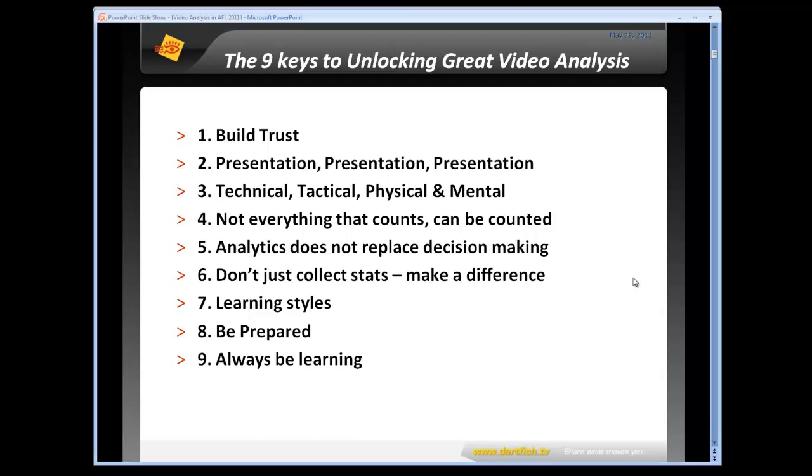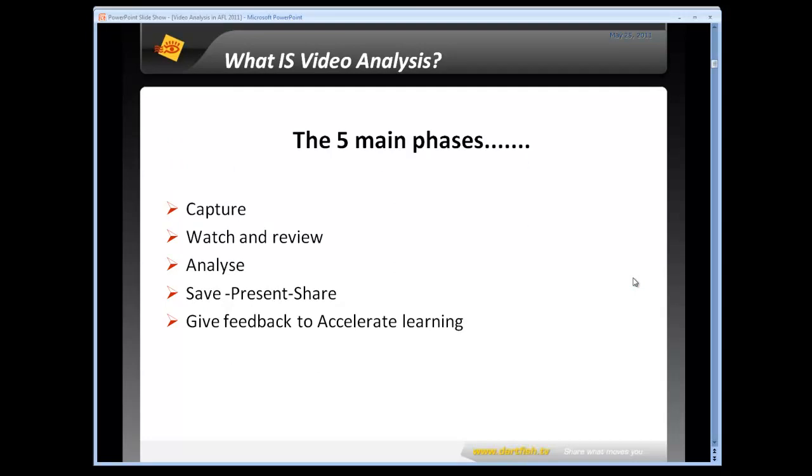Beautiful. So what I want to look at now are the main phases in any video analysis. And these apply whether you've got a software program like ours, or whether you're trying to do it for free, which you can do a lot of on your own. The 5 main phases always are, first of all, to capture the information. Secondly, to watch it and review it. So not just to watch it, but to watch with purpose and review it. Then to analyze what's going on, whether it's a game or individual skills.